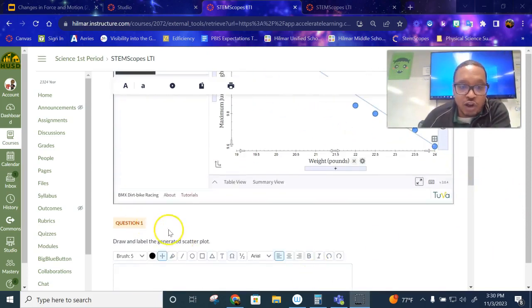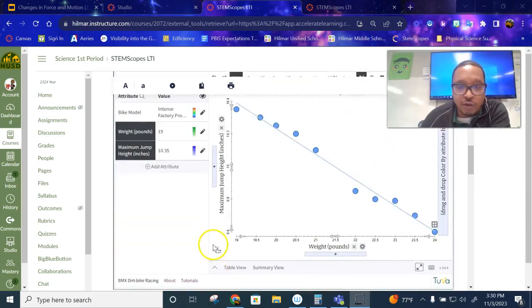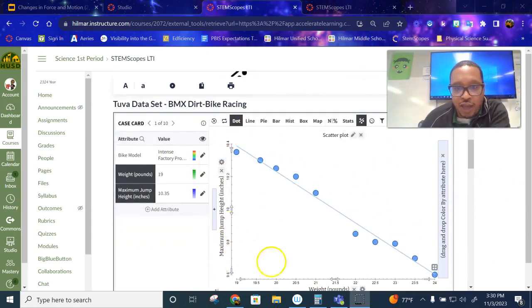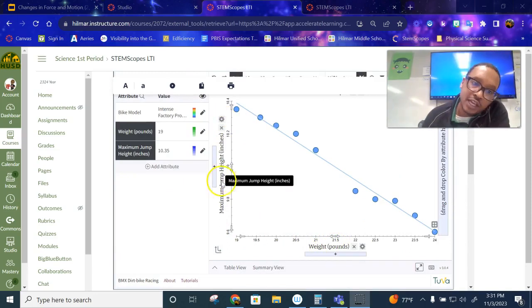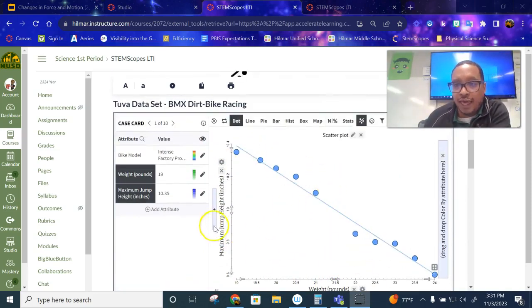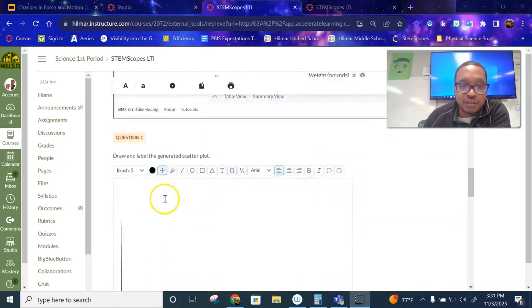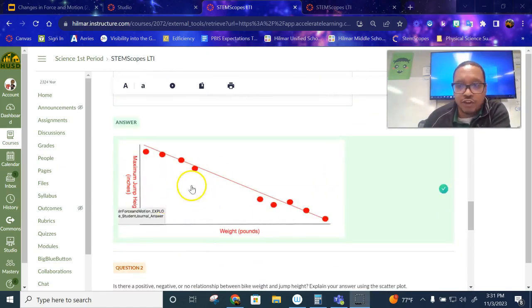So first it says draw and label the generated scatter plot. So all you're going to do is draw everything that you see here, including all the lines, all the numbers, because all those things are important. And then you're going to put that it's the weight in pounds, and that it's the maximum jump height in inches, right? So you're going to get all of that done. Okay, that's number 1, okay? So you're going to get all that drawn in.